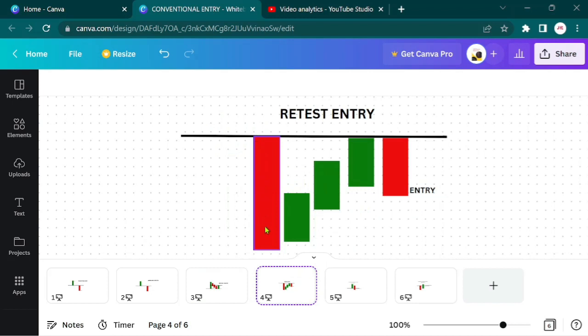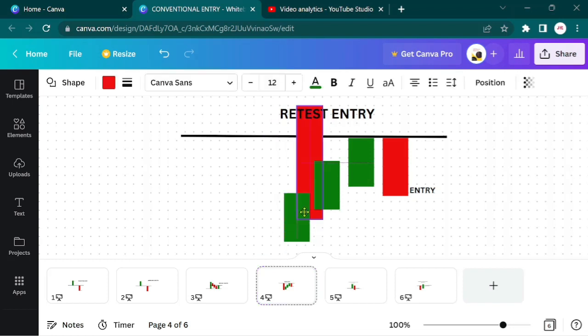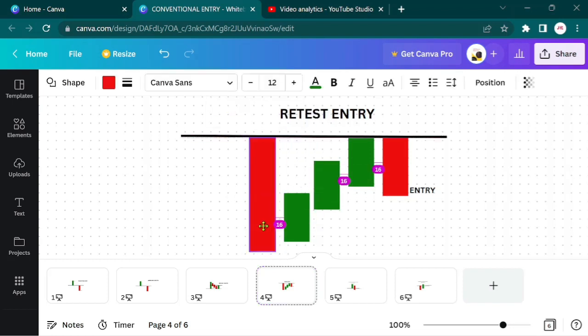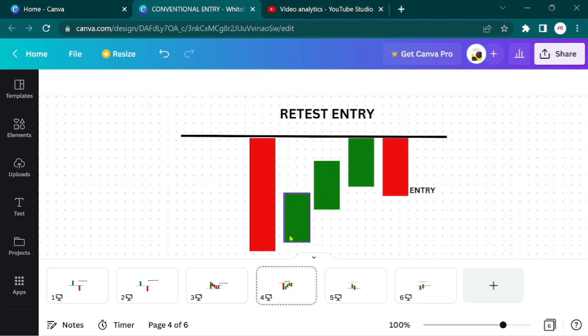The candle is a huge red candle, and a conventional trader may enter at this point, but a retest trader will not enter at this point. He will wait for some discount, and when the candle retraces and takes a retest, he will enter at this point. That is the 50% of the first candle. Okay, this is retest entry.